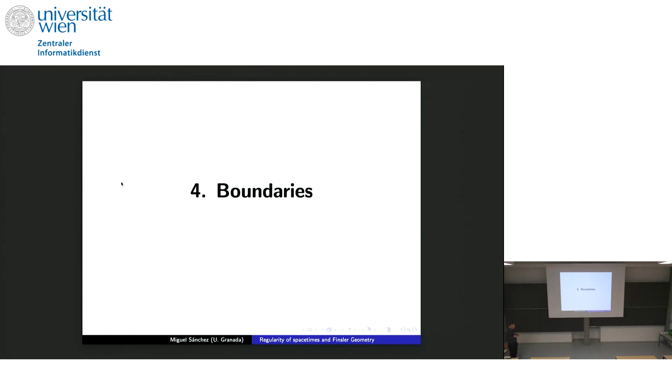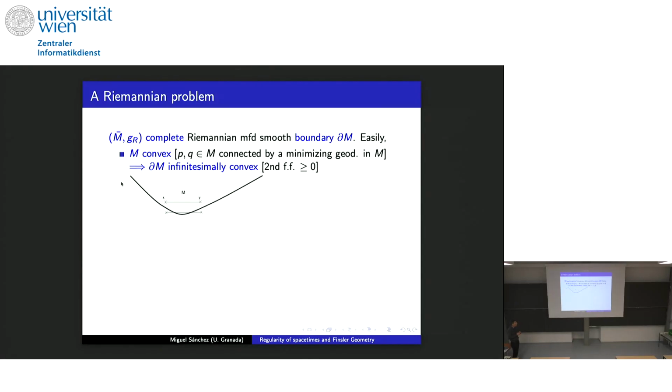Finally, some words about boundaries. We will start with a purely Riemannian problem. The problem is the following. Consider a complete Riemannian manifold with a smooth boundary. It is easy to check that if the interior of the boundary is convex, in the sense that any two points can be connected by a minimizing geodesic, then the boundary must be infinitesimally convex. That is, the second fundamental form with respect to the inner direction must be positive semi-definite. Otherwise, if it were negative definite at some point, for example, if we took this part here, we could find counterexamples to the convexity of the interior.